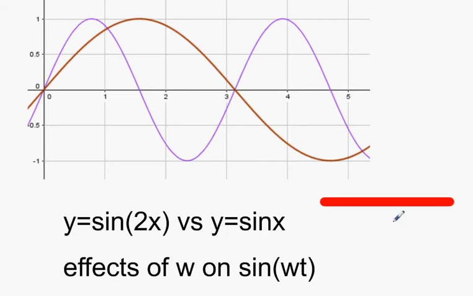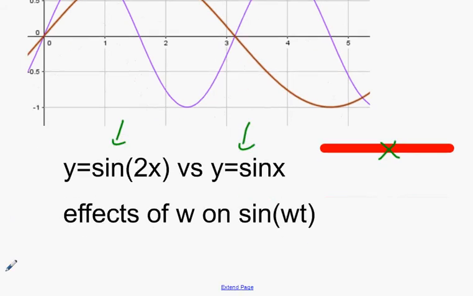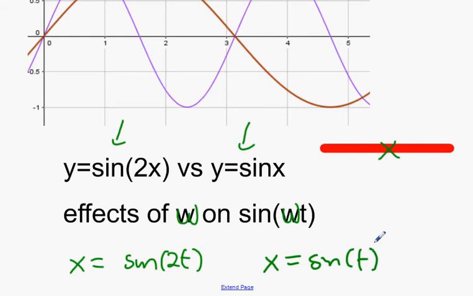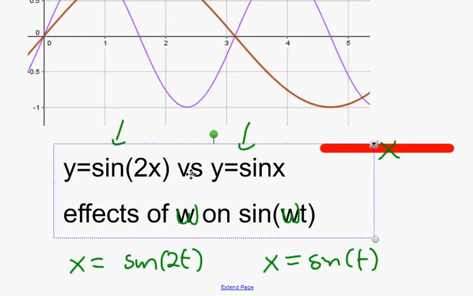We'll take starting from the middle, okay? When we're talking about starting from the middle, we're talking about sine functions, okay? And we're going to examine the effect of omega on sine omega t, okay? So please remember your x value, there's two of them drawn here. One of them is x equals sine 2t, and the other one drawn is x equals sine t. Okay, so they're the two drawings we drew there, okay?